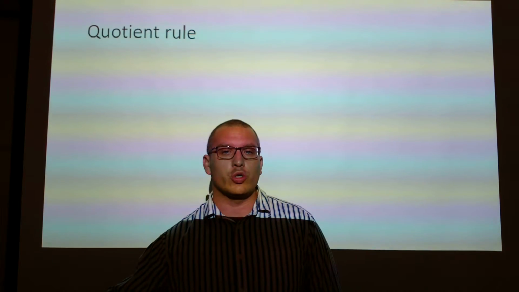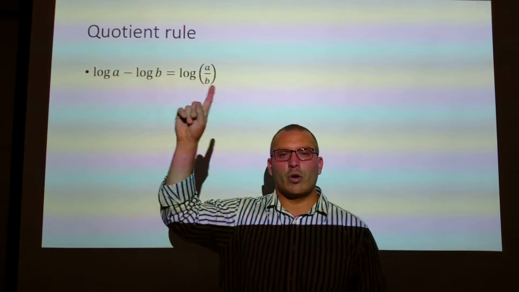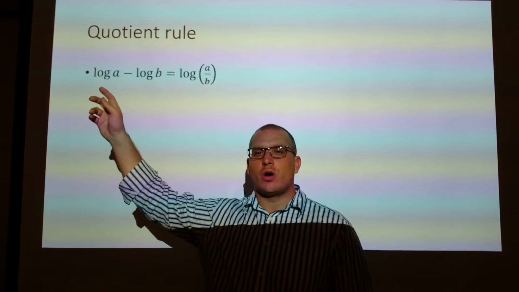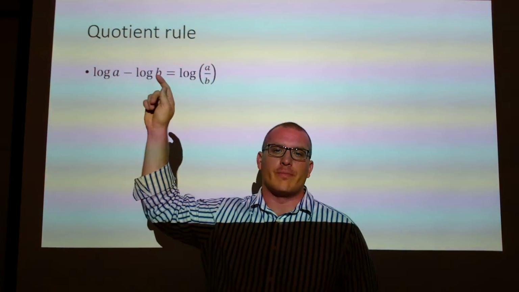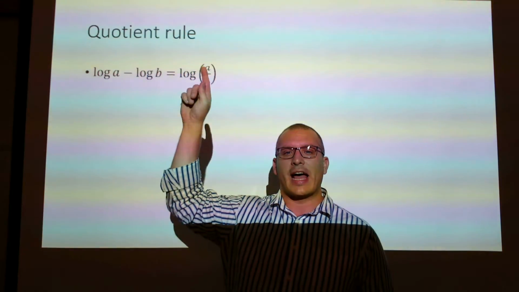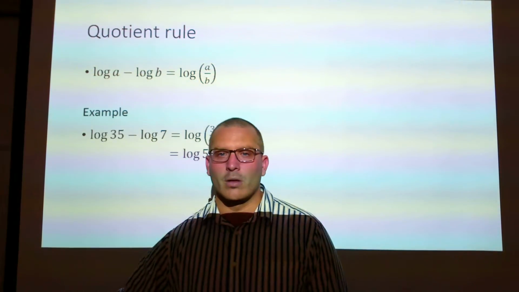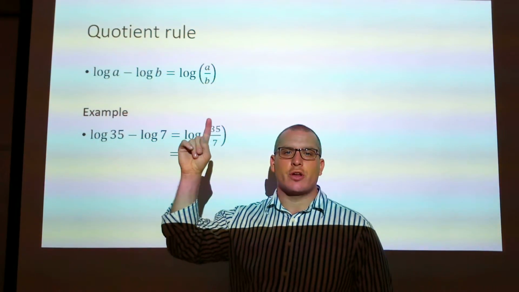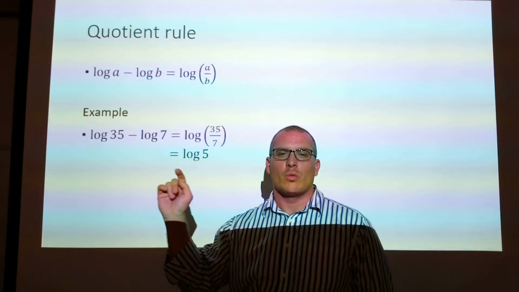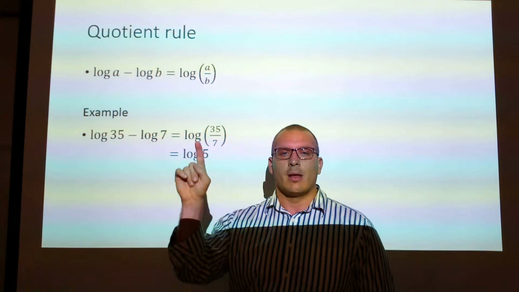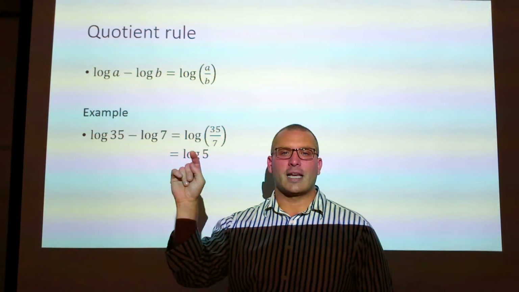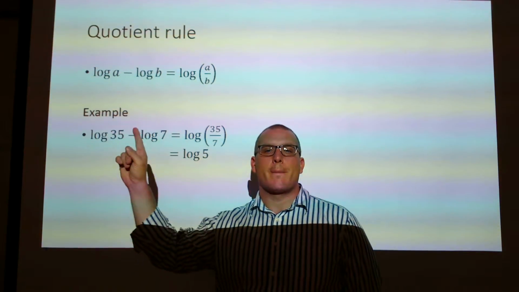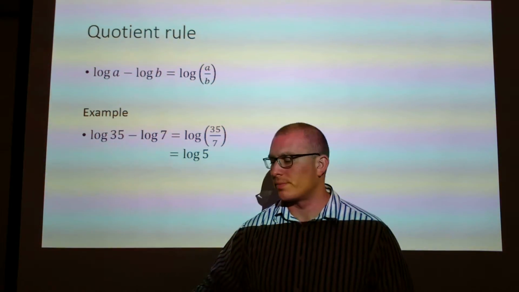Next is our quotient rule. Again, remembering it works in both directions. So if we have log of A minus log of B, it's equal to the log of A divided by B. So for example, if we had the log of 35 divided by 7, well, that's the same as log of 5. But we could also rewrite this to say log of 35 over 7 is log of 35 minus the log of 7.